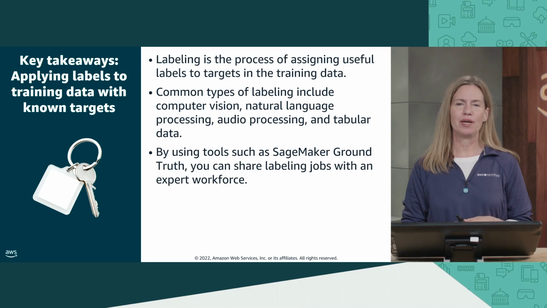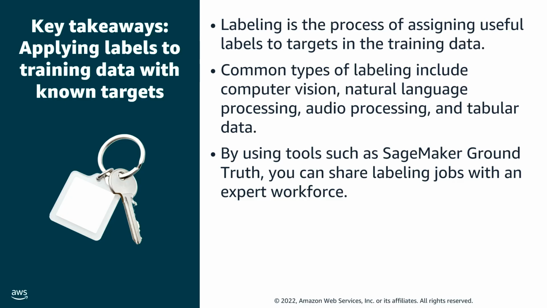Here are a few key points to summarize this section. Labeling is the act of adding useful labels to targets in the training data. Labeling can be done on images and video for computer vision, on text for natural language processing, and on audio files to categorize sounds. Tools, including SageMaker Ground Truth, can simplify the ability to give experts access to a dataset and apply labels to it.